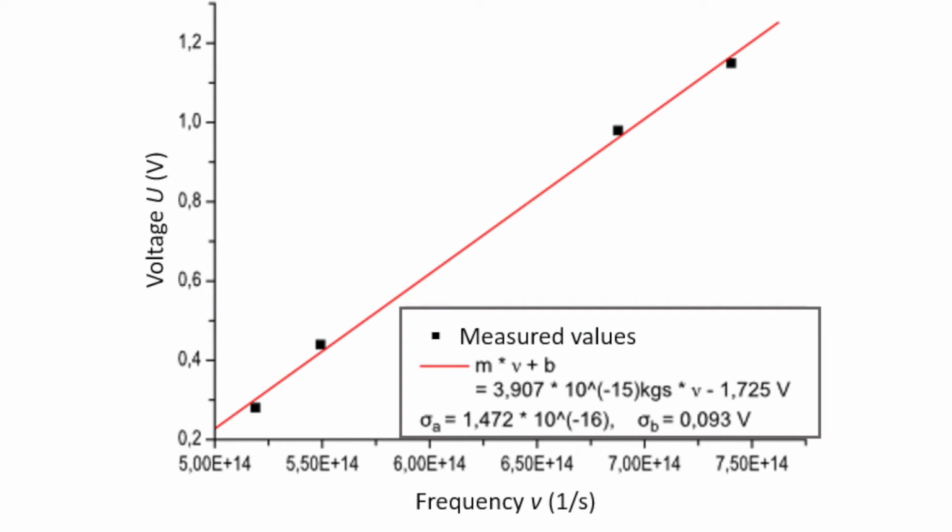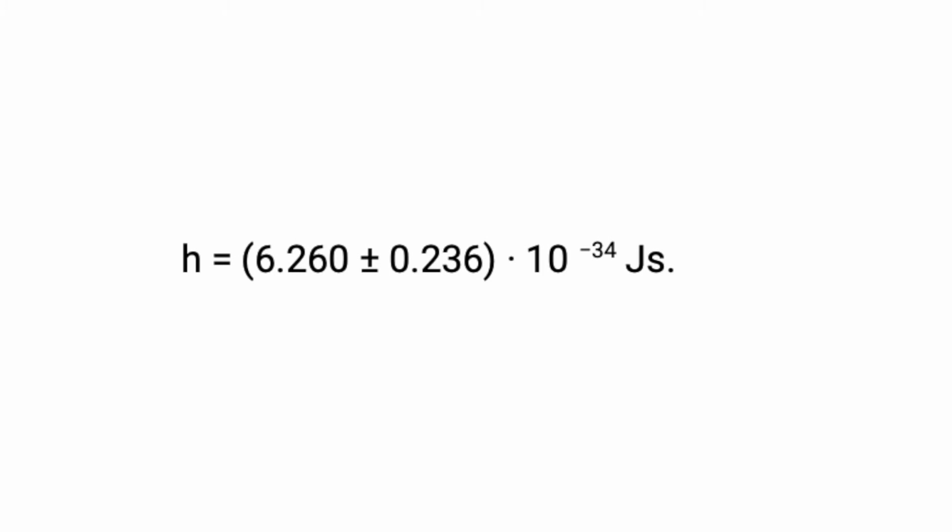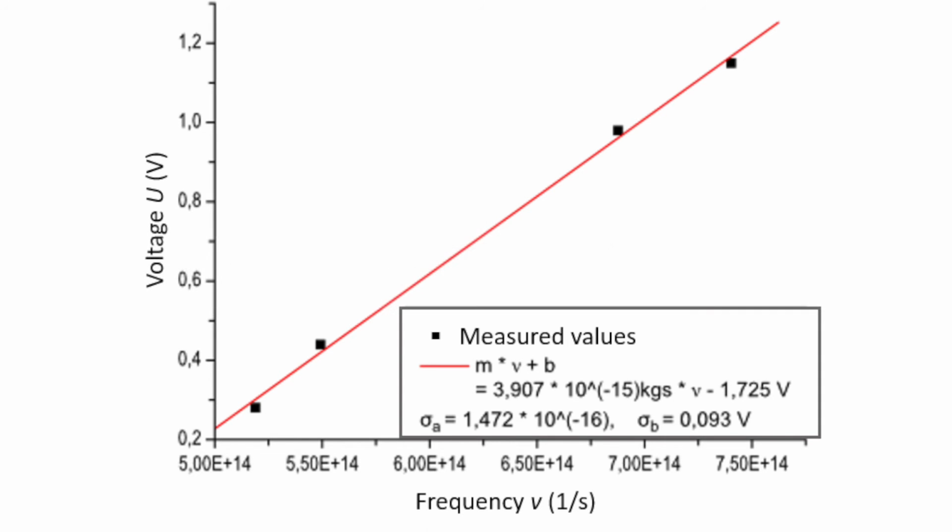If we multiply the measured voltage U by the electron charge e, we get the relation e times U equals h times nu minus W sub A. Nu is the frequency of the irradiated light and W sub A is the work required for the electrons to leave the metal. W sub A depends on the material and the bond strength. The value for Planck's quantum of action can be determined from the straight line gradient. For our measurement, this results in h equals 6.26 times 10 to the power of minus 34 joule seconds. This is very close to the literature value of 6.626 times 10 to the minus 34 joule-seconds.